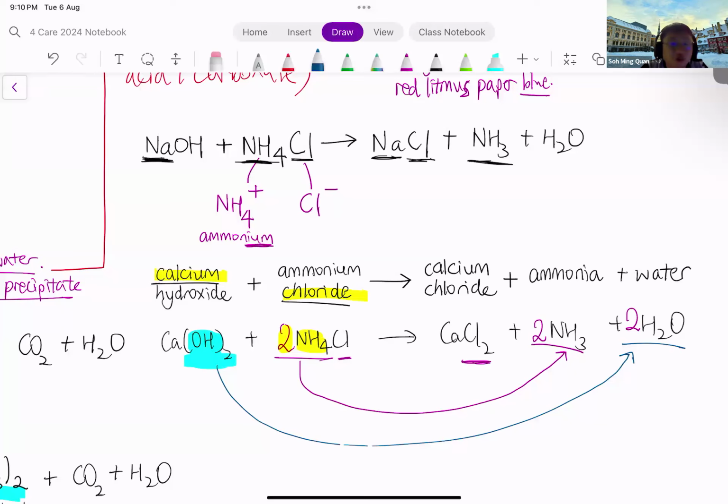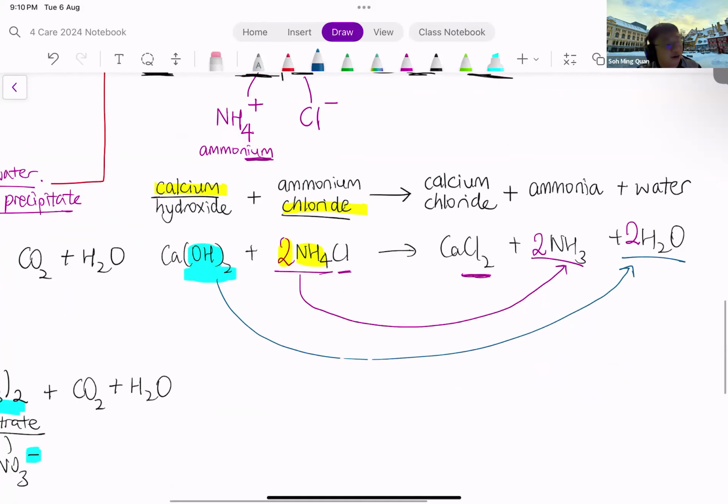Because I know that I need 2 NH4Cl to balance out the Cl. Once I see 2 NH4, I know there must be 2 NH3. If I see 2 OH on the left, I will have 2 H2O on the right. Always. It's a pattern that you learn.